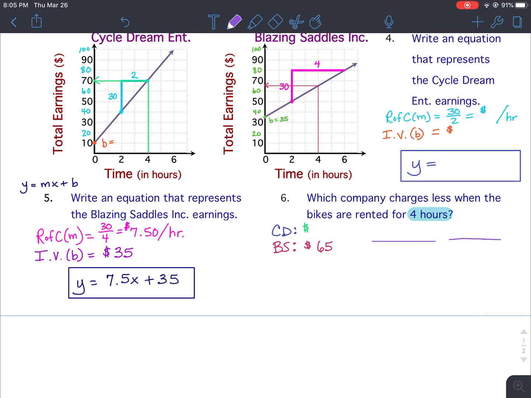You'll put the name of the company in the blanks I just drew. So it's either going to be Cycle Dream charges less for 4 hours, or Blazing Saddles charges less for 4 hours. You're going to fill in those blanks.